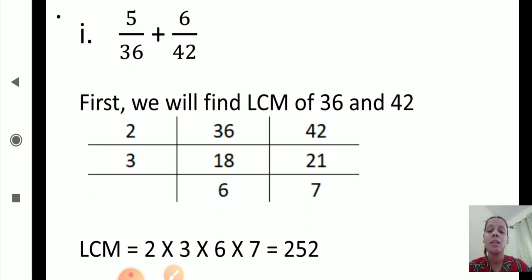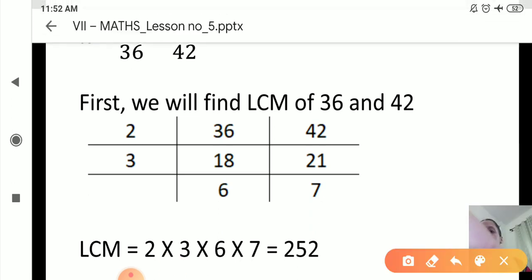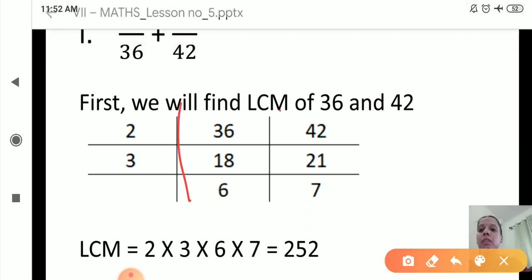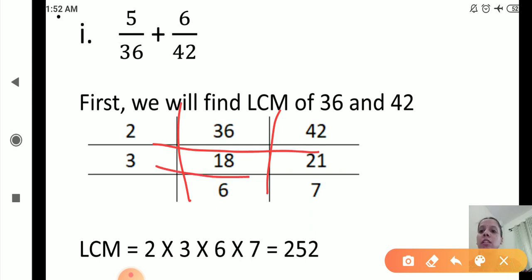The answer is the same for both the methods. So now first we will find out the LCM of 36 and 42. This is the method to find the LCM. First we'll draw these columns and write down 36 and 42.